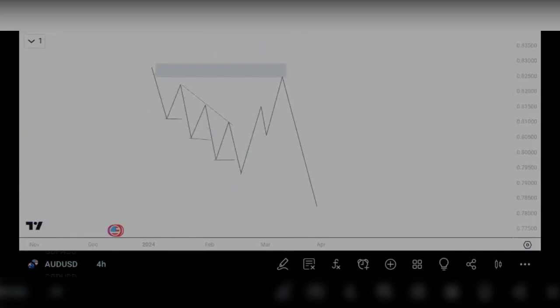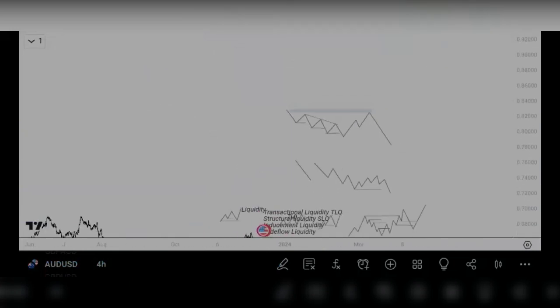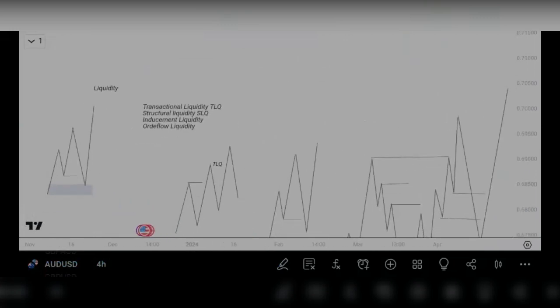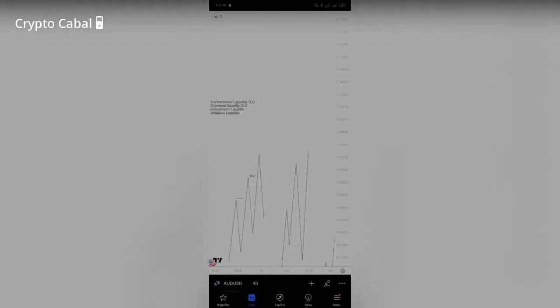Now remember what I said. I said we have four forms of liquidity. We have transactional liquidity, structural liquidity, inducement liquidity, and order flow liquidity, which I've showed you in some infographics. Now, transactional liquidity is used for corrections. Structural liquidity is used for continuations. Inducement liquidity is used for expansions, and order flow liquidity is used after 3 breaks of structure. And those are the forms of liquidity that I want to introduce to you guys.